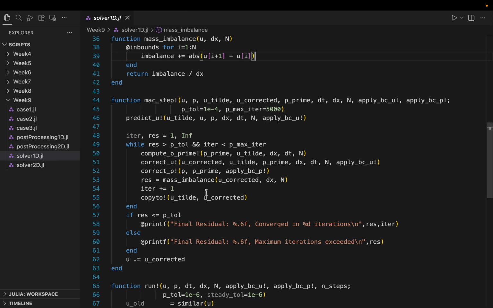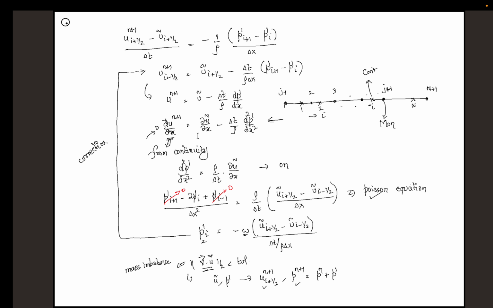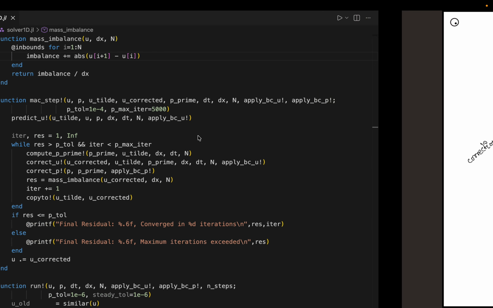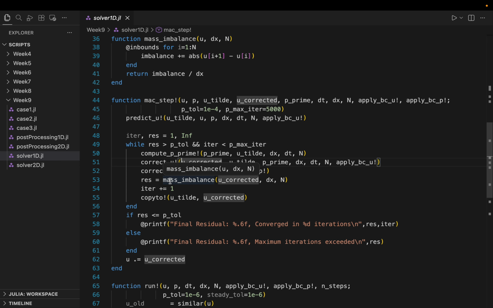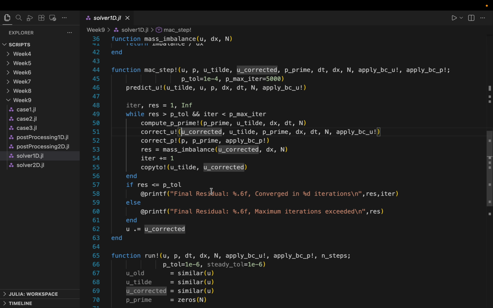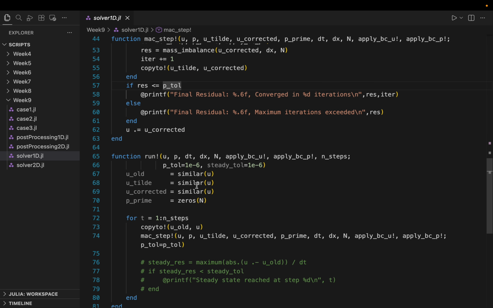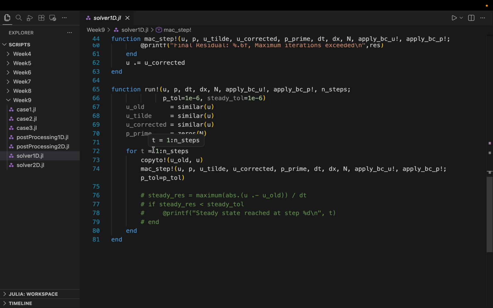The next step is the max step. So what we do here is this iteration that I was showing before. The first step is you compute p prime, and then you correct your velocities, correct the pressures, calculate the mass imbalance, check whether the mass imbalance is within the tolerance or not. If it is not within the tolerance, you again do the same thing. This keeps repeating. And this is the final run where you do the time marching from 1 to n steps, where you start with the previous velocity and then you keep updating your time step.